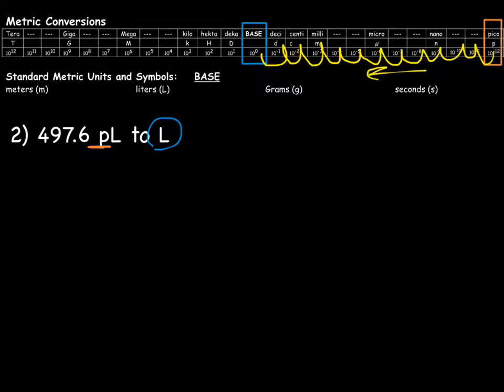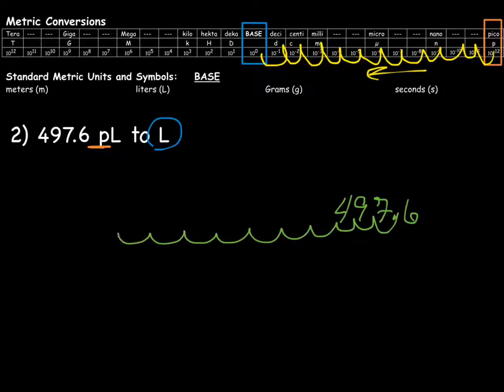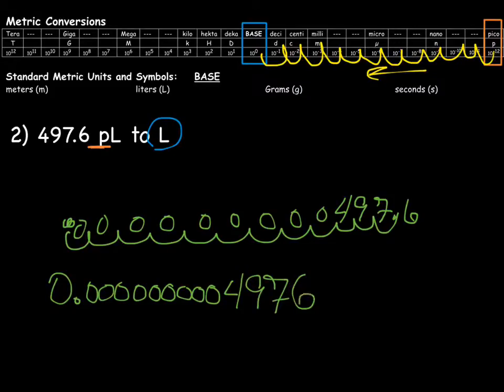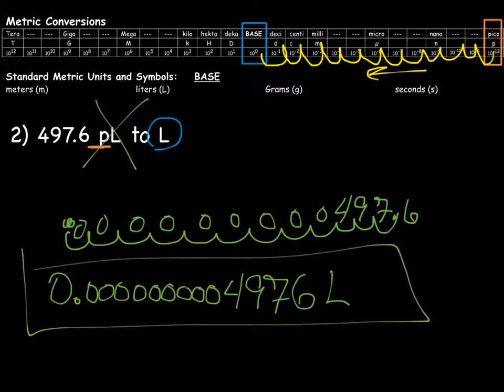So our number is 497.6 picoliters, and we're going 1, 2, 3, 4, 5, 6, 7, 8, 9, 10, 11, 12. 1, 2, 3, 4, 5, 6, 7, 8, 9 zeros. So we'll have 0 point. And we are now in liters. All right, one more.